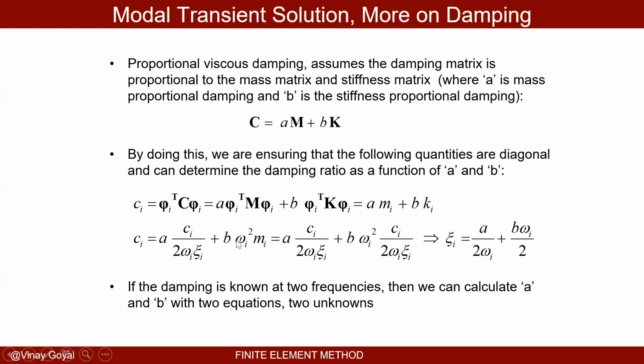I can further expand this more. So M_i shows up again, so I can plug in this whole thing there. And when I do, everything simplifies to the simple equation here: C_i equals all this here. So if the damping is known at two different frequencies, then I have two equations and I can solve for A and B. So if I know omega 1, for example, I know the damping at omega 1, and I know the damping at omega 2, I can solve a linear system of equations to calculate A and B.